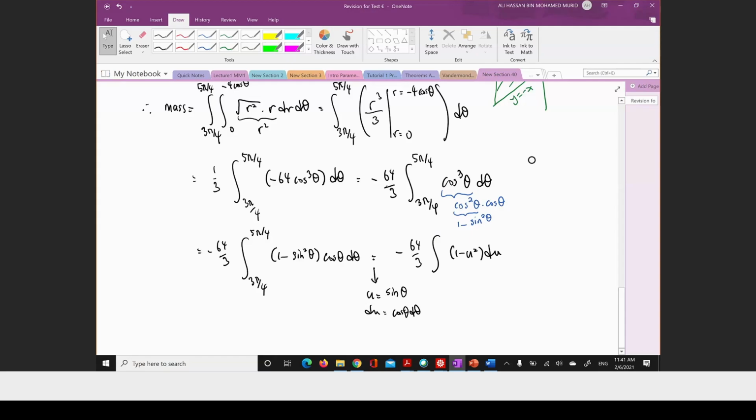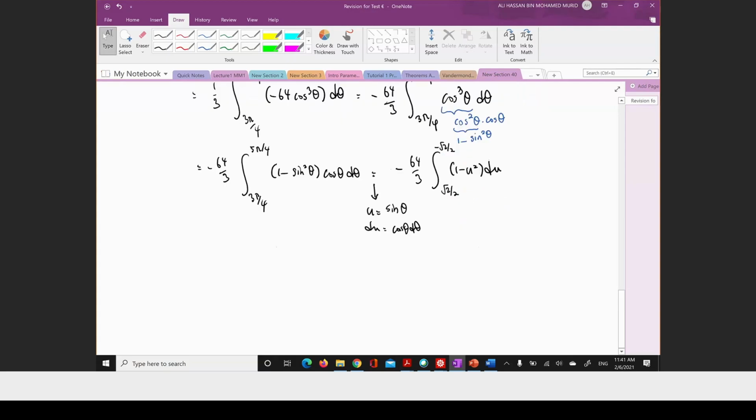What is sine of 3 pi over 4? Square root 2 over 2, isn't it? Sine of 5 pi over 4 is negative, right? Minus square root 2 over 2. Yeah. And because of the minus sign, we can interchange the upper and the lower limit.